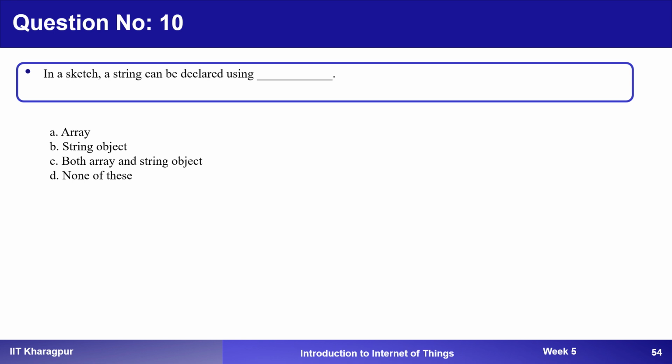However, the string object also allows you to manipulate text in a variety of useful ways. With the help of this, you can append characters to a string, combine strings through concatenation, and you can get the length of the string also. All these functions can be done with the help of the string object, and you can also declare a string with the help of a string object.